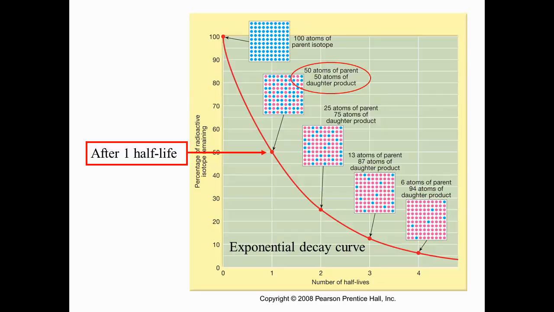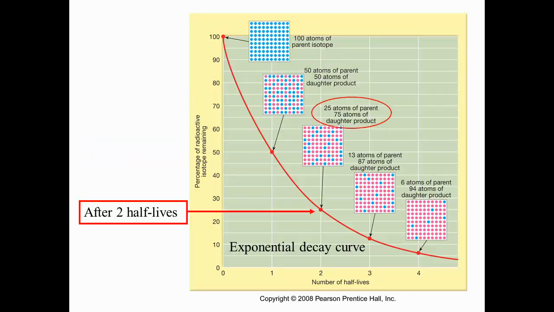Okay? What's going to happen after the next half-life? After two half-lives, we're down to 25 atoms of parent and 75 atoms of daughter. Notice that during the time span from 1 to 2 half-lives, half of the parent isotopes that were present after one half-life have decayed to daughter isotopes, so that the proportion after two half-lives is 25 atoms of parent and 75 atoms of daughter.